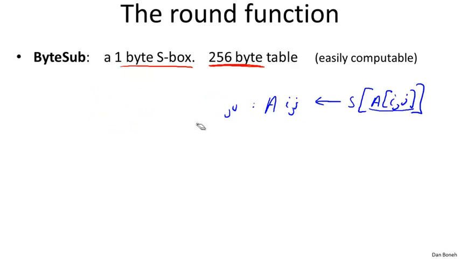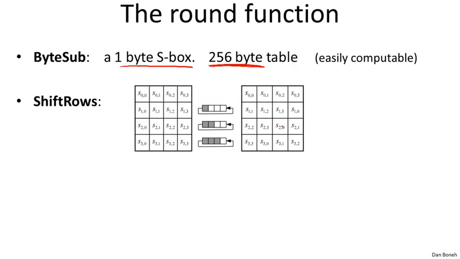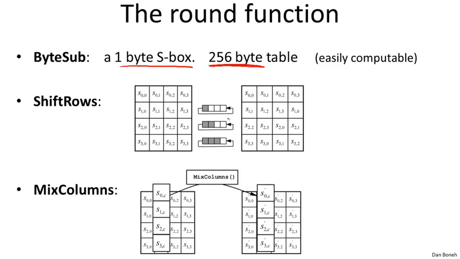The next step is a shift row step, which is basically just a permutation. Essentially we do a cyclic shift on each one of the rows. You can see the second row is cyclically shifted by 1 position, the third row is cyclically shifted by 2 positions, and the fourth row is cyclically shifted by 3 positions. And the last thing we do is mix columns, where we apply a linear transformation to each one of these columns. There's a certain matrix that multiplies each column, and it becomes the next column. This linear transformation is applied independently to each one of the columns.